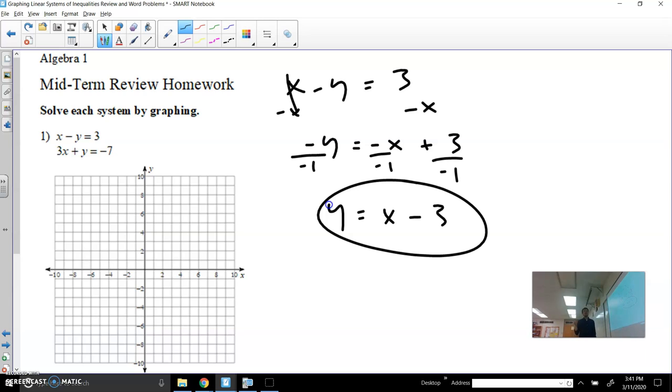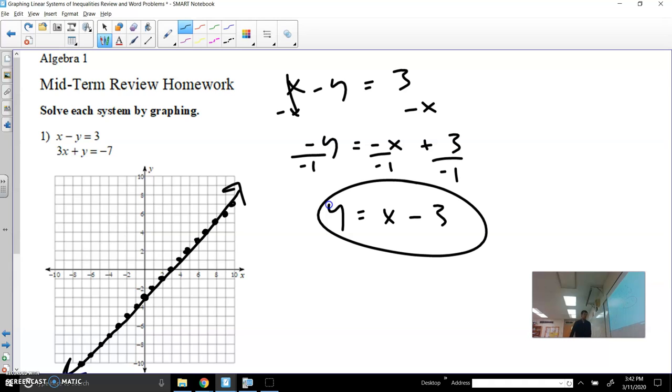So this is an equation. It has an equal sign. So there is no shading. It is only the line itself, starting at negative 3. Plug in 0. 0 minus 3 is negative 3. Plug in 1, you get negative 2. Plug in 2, you get negative 1. And so you can notice that rise 1, run 1 rate of change. And you can quickly graph your line. They'll always be solid for an equal sign.